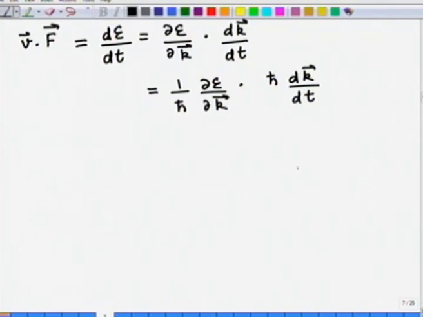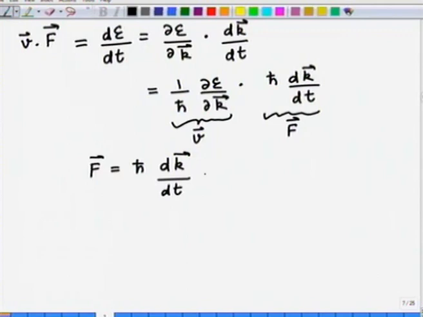What do you recognize this quantity as? We have just shown that this quantity is nothing but v. So, what is this quantity? Clearly, therefore, this quantity must be F. In other words, F is equal to h bar dk/dt, the total derivative, equal to d/dt of h bar k.